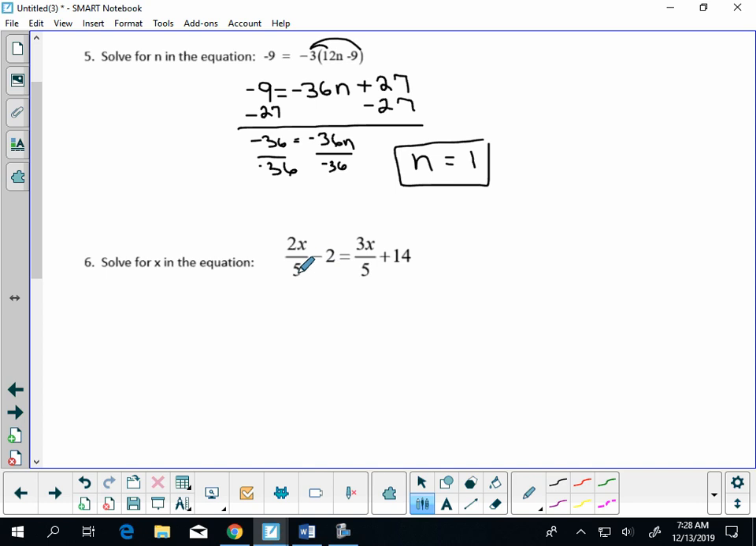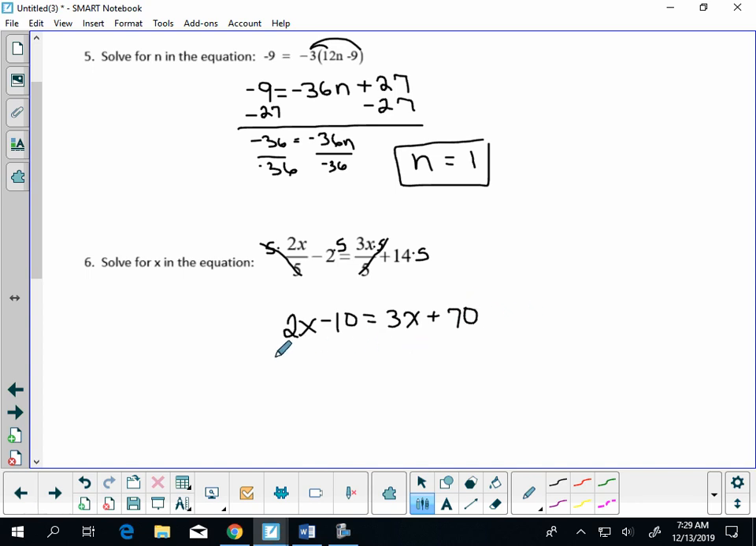All right, number 6. That one's kind of a pain because you see those fractions. Well, there's a couple different ways that we can deal with this, but I don't want to deal with fractions. I look at my denominator and it's 5. I'm going to multiply each term by 5. What happens are those 5's cancel. And I'm left with just 2x minus 10 equals 3x. And 14 times 5 is 70.